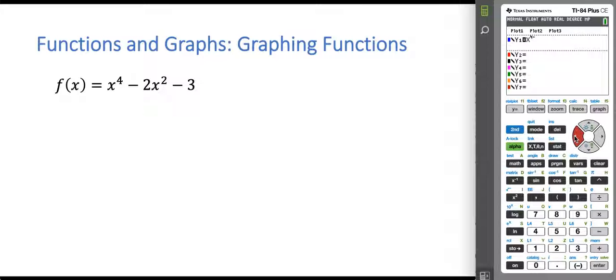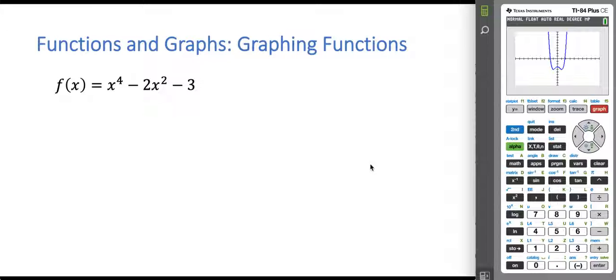Whoops. I have to use the arrow to get out of the exponent. So x to the 4th minus 2x squared minus 3. And let's look at this graph.